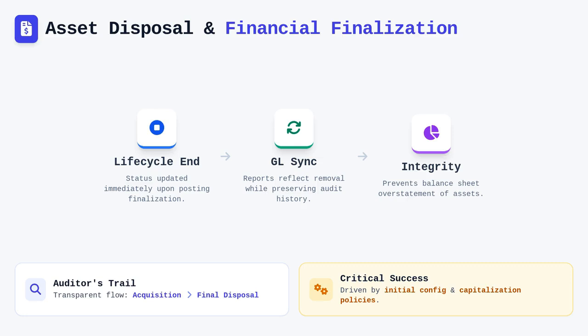As you continue to work with fixed assets, remember that the accuracy of the disposal depends almost entirely on the quality of the initial configuration and the consistent application of your organization's capitalization policies.